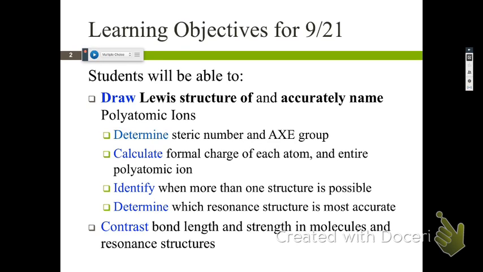We may have some side conversations about strength and length of bonds as we do this. We will continue that conversation throughout the entire year, so this will be a common theme for the class.